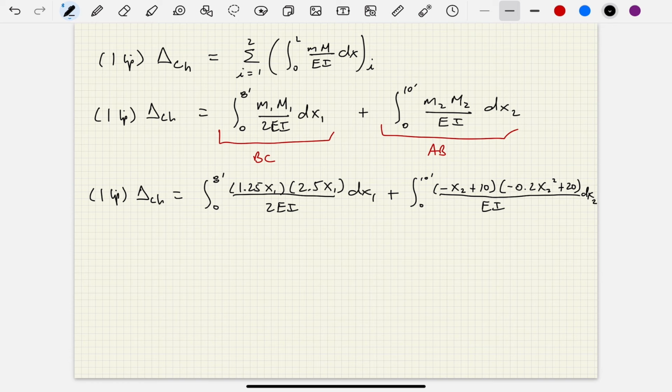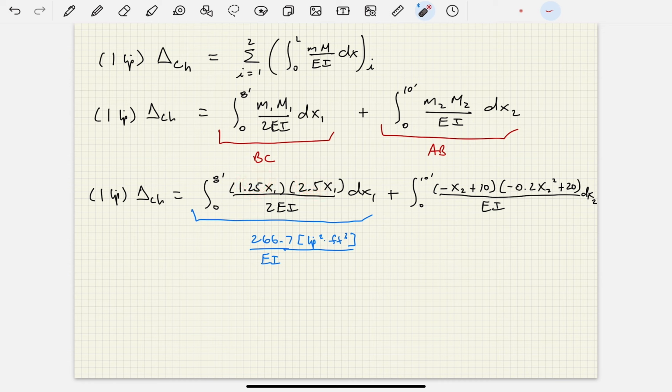So check me, but for this first term, I get 266.7 over EI. And of course, that numerator carries units of kip squared times feet cubed. Each one of these moment functions has units of kip feet. You're multiplying them together, so you get kip squared, feet squared, and then you have this dx that goes from 0 to 8 feet. So that's how you get kip squared feet cubed. So that's what I got for the first integral.